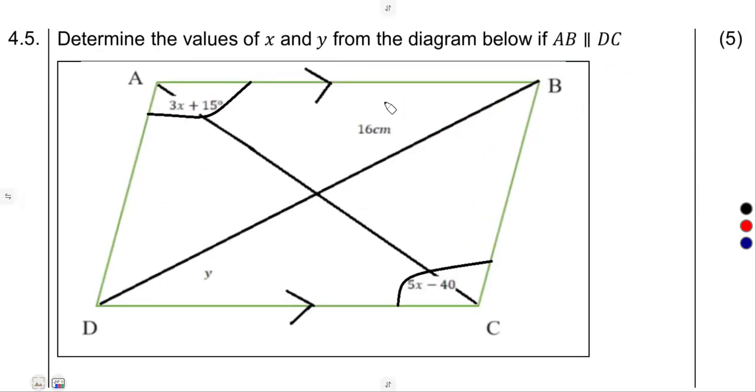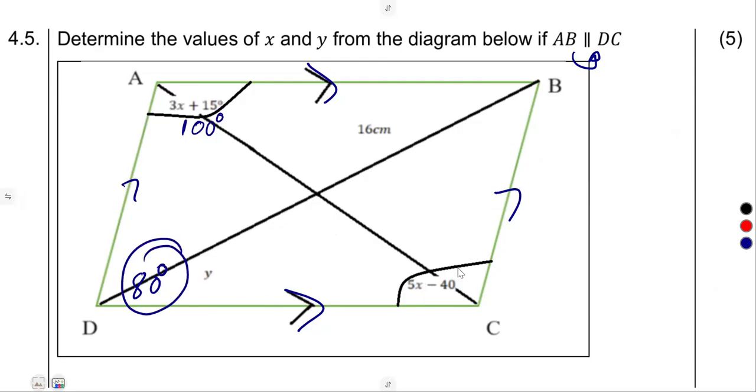Then on 4.5, determine the values of x and y from the diagram below if AB is parallel to DC. All right, remember, if these two are parallel, it simply means when we have got an angle of maybe 100 degrees here, this one is going to be 80 degrees. All right, that is our understanding of the angles. But if these ones would be parallel, maybe you are referring to a parallelogram now, this angle and this angle will give us the same property of 100.